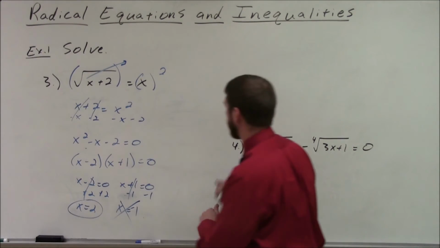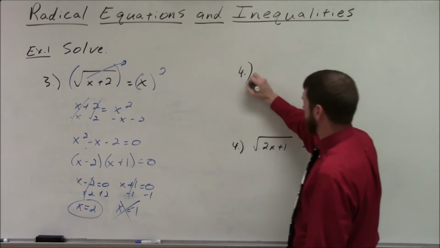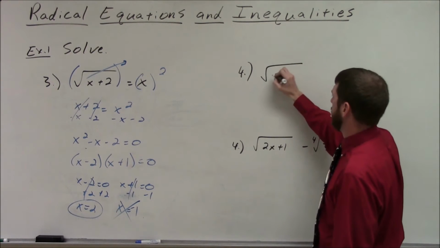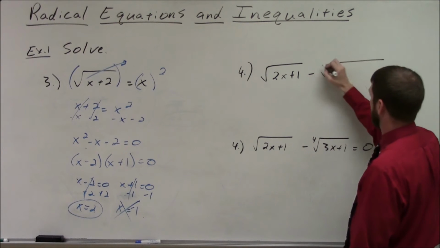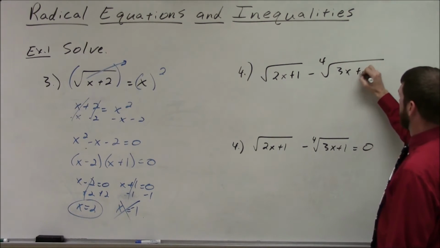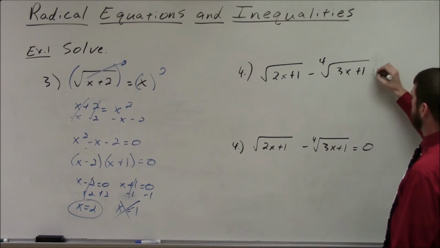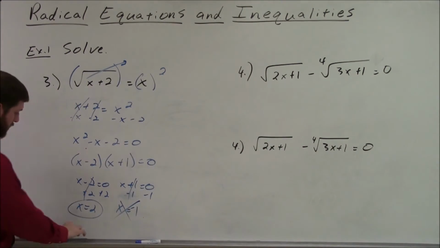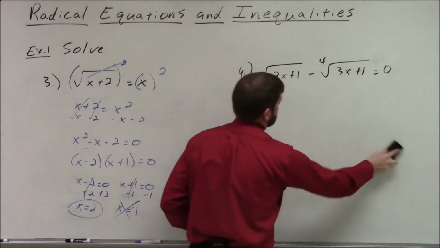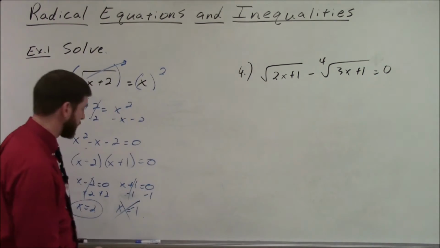Let's look at number 4. Number 4 is very different because it has two different radicals in the equation. Hope y'all were able to get it, but we'll see. It has two different radicals in the equation, so that means we're going to do some special stuff.